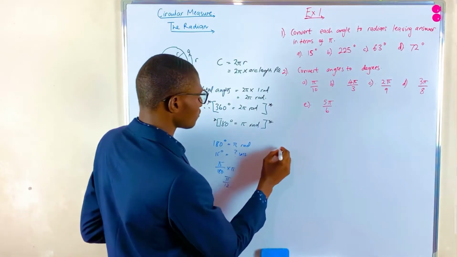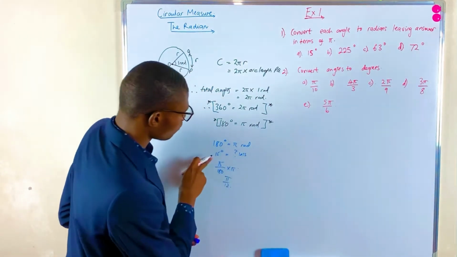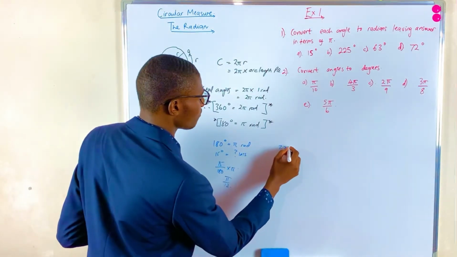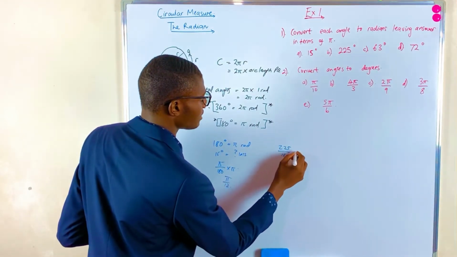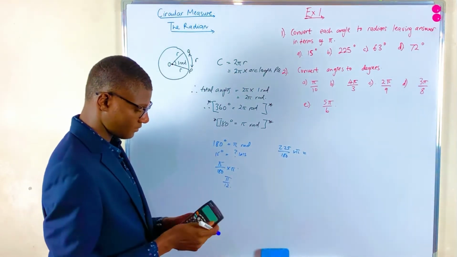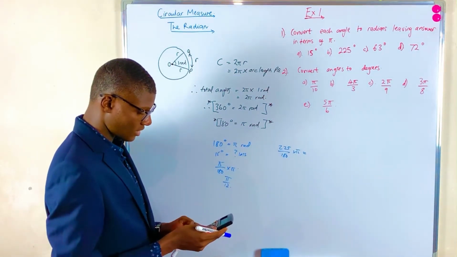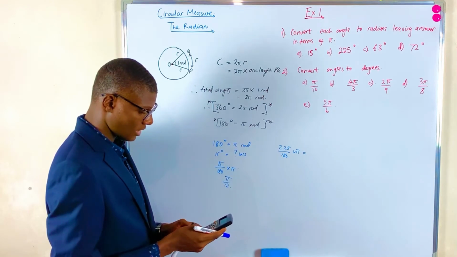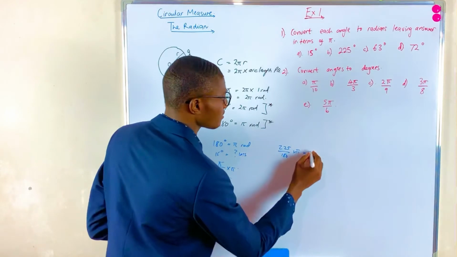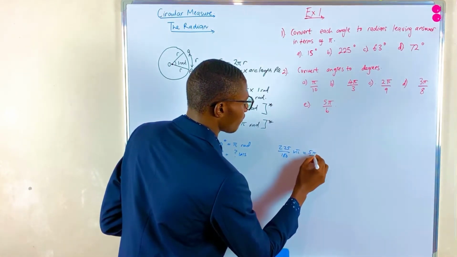Now 225. So 225 shall be more radians, which is 225 over 180 times pi. That will give us what? Let's see. 225 divided by 180, that would be 5 over 4 pi radians. So 5 pi over 4.